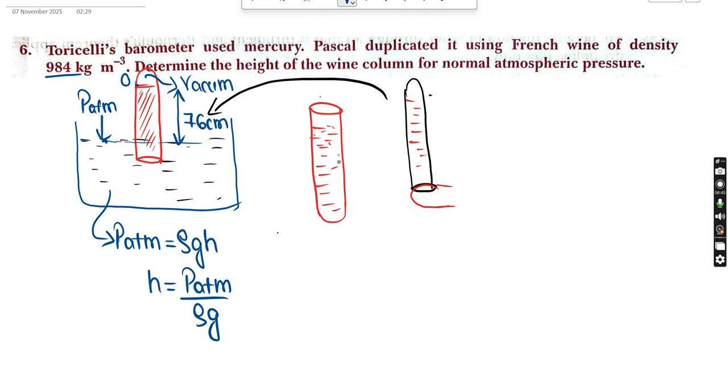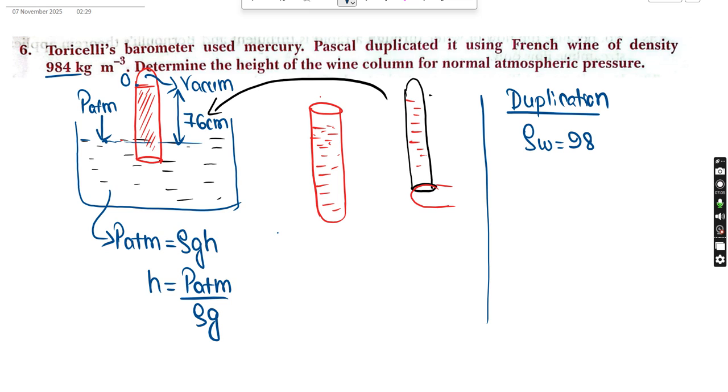Now they are telling us that instead of mercury, Pascal has duplicated this experiment. If the duplication has been done by Pascal, then Pascal has used French wine, and the density of the French wine is given as 984 kg per meter cube, right? That is mass by volume. After that, you can observe here, determine the height of the wine.